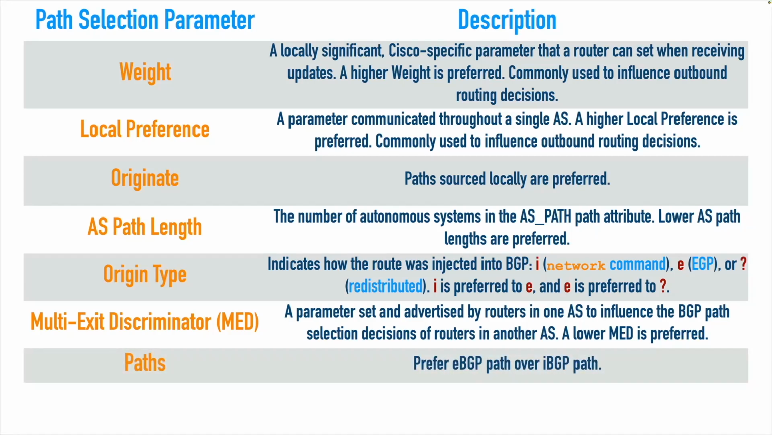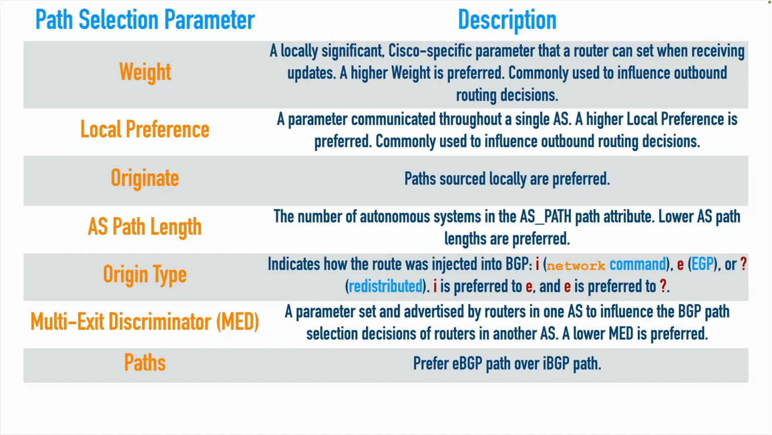And what if the MED is a tie? Then we look at the path attribute. And here we're asking if a network was learned over an eBGP path, in other words, it came from another autonomous system, or was it learned over an iBGP path? Was it learned from a BGP router within our autonomous system? And an eBGP path, that's going to be preferred over an iBGP path.